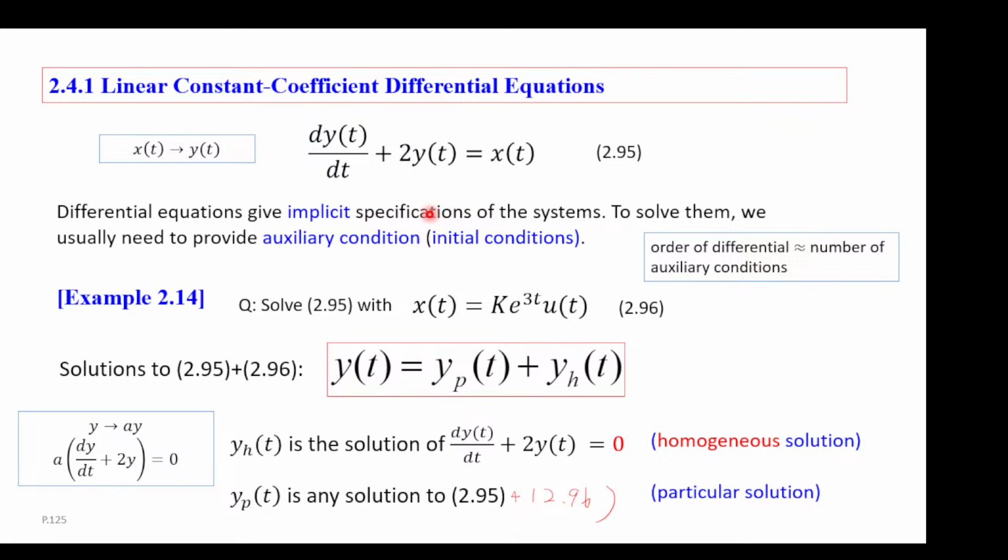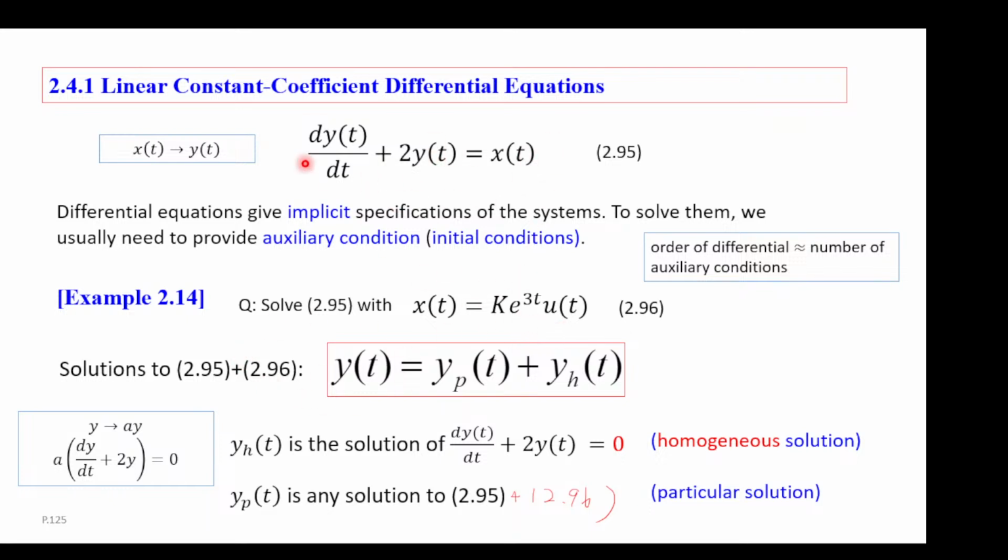So the thing is, if you just don't have x(t) like the 2.96 here, if you have x(t) equals 0, then you can still solve 2.95. If you write it down, it's this equation: dy/dt plus 2y(t) equals 0. The solution of this is called a homogeneous solution. Homogeneous just means it's 0 here. Hopefully you can see from linearity that if you have whatever particular solution here, and you add another homogeneous solution, then because this left hand side is linear, any particular solution plus any homogeneous solution is still a particular solution.